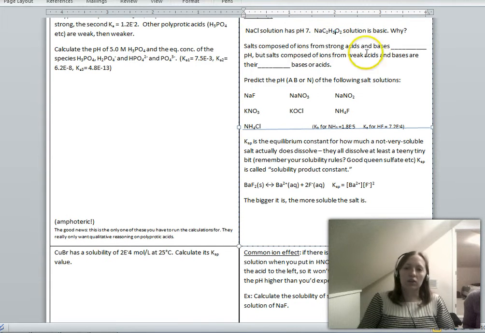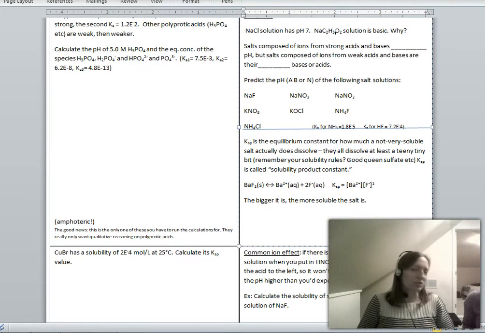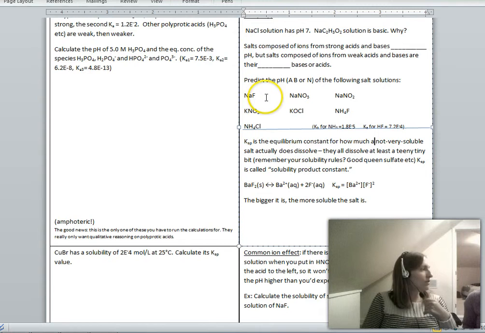So our little blanks here: salts composed of ions from strong acids and bases don't affect pH. But salts composed of ions from weak acids and bases are their conjugate bases or acids. One of the types of questions that is really popular in multiple choice for this particular topic is, here's a salt, is its solution acidic or basic? So you have to look at the two ions and go, okay, that's from a strong thing, doesn't matter. Ooh, that's from a weak thing, does matter. So let's go and do that a few times.